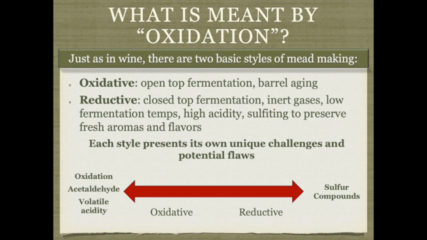If you are too much over to the oxidative side, you might have problems with oxidative flaws, acetaldehyde, volatile acidity. And on the other hand, too far over onto the reductive side, you can have sulfur compounds, which is why you're not really fully or 100% over one side or the other. For example, I'm a reductive style mead maker frequently, but I still add oxygen early on during fermentation to optimize yeast health, and only am more cautious about oxygen exposure later on after fermentation is complete.